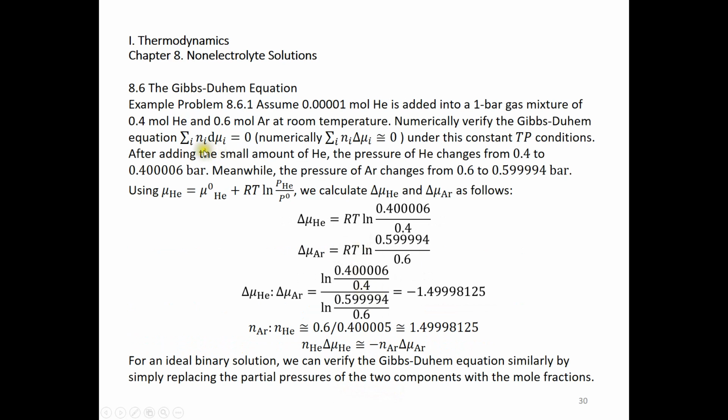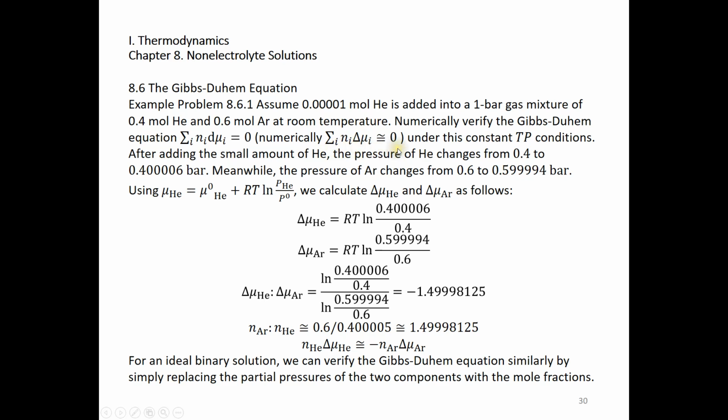Now let's look at one numerical example problem, 8.6.1. Assume 0.00001 mole helium is added into a 1 bar gas mixture of 0.4 mole helium and 0.6 mole argon at room temperature. Numerically verify the Gibbs-Duhem equation. Numerically we need to change the exact differential d to delta, the finite difference.